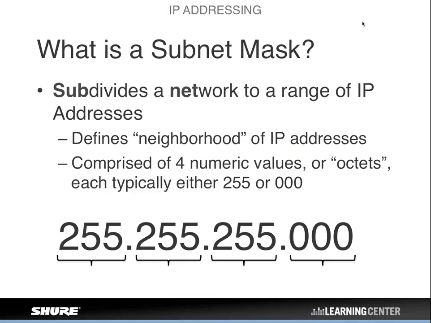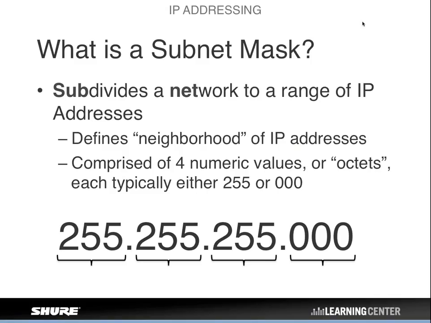Yeah, so a subnet mask subdivides a network to a range of IP addresses. That's the definition. But functionally, in human speak, what you would say is it defines the neighborhood that all the network devices exist in. You can think of the subnet mask as setting the scope for where a mailman could deliver letters. That's the analogy back to the house again.